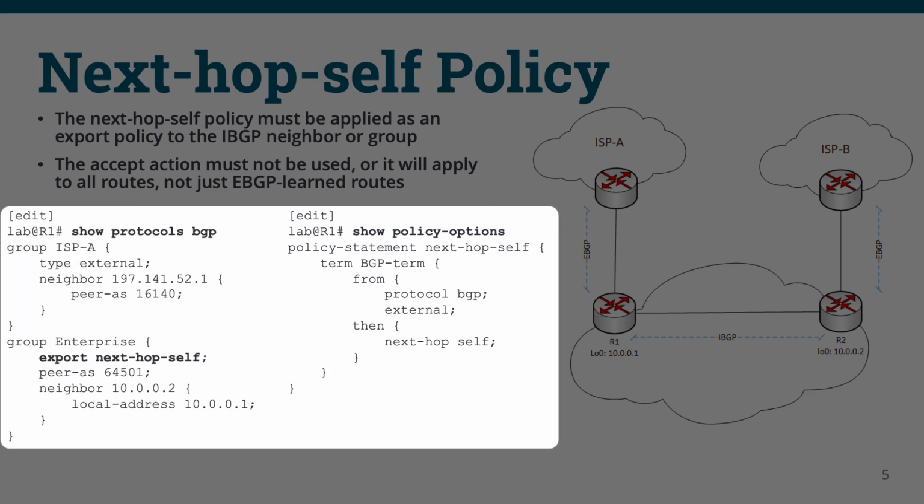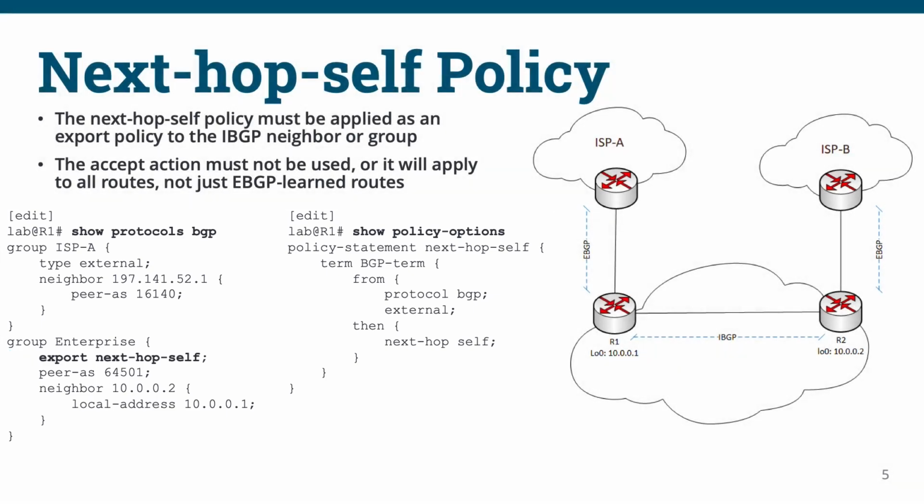On the left, we see how this policy is then applied in the BGP protocol configuration hierarchy. Within the enterprise BGP group, we've applied this policy as an export policy, so that routes being advertised to other iBGP peers will have the policy applied. Great. Next, let's configure another policy for use in our BGP configuration, an aggregate route policy.